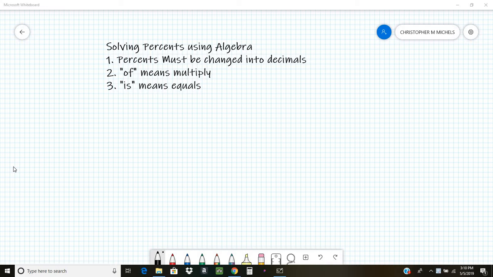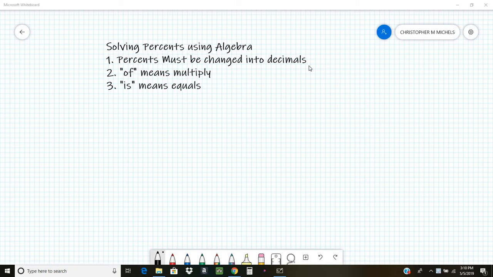So solving by algebra, some people like it a little bit better because it's more efficient. So I lined out three simple rules for you. So I said solving percents using algebra. Percents must be changed into decimals. Okay, so if you're going to use this method, your percents have to be decimals.